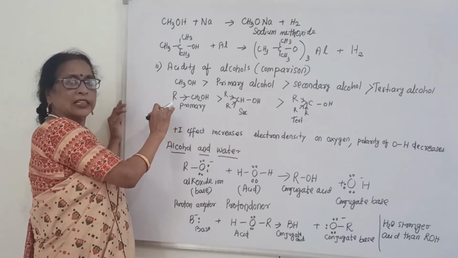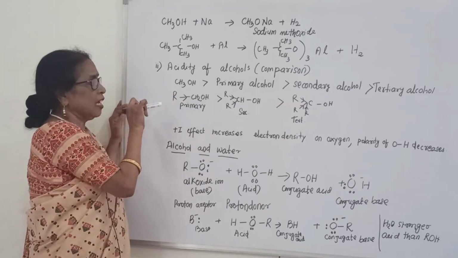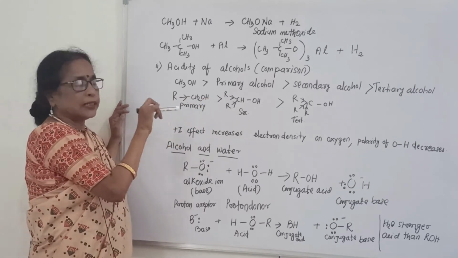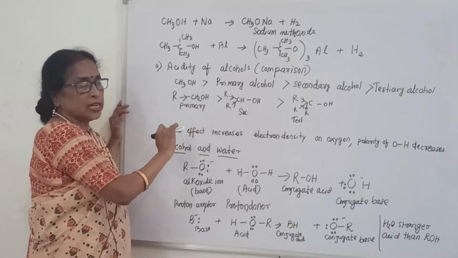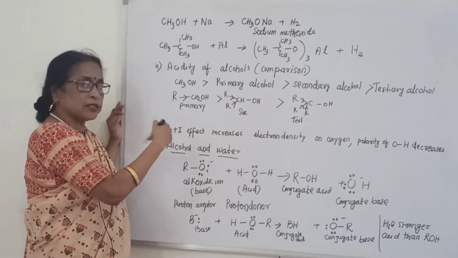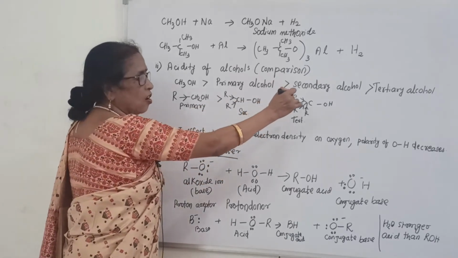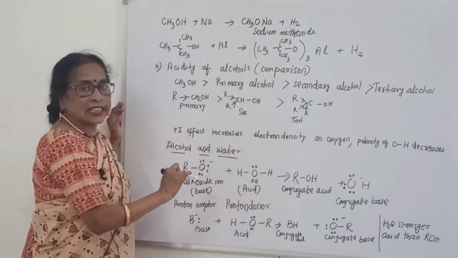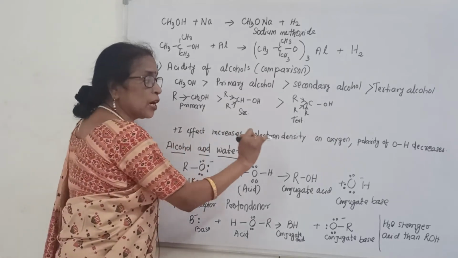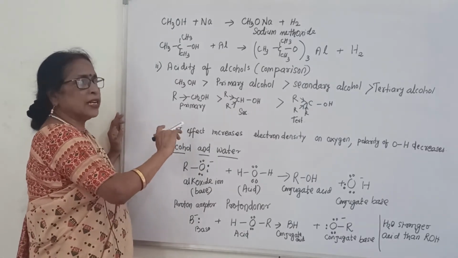Now with 1 alkyl group, it releases electrons towards this carbon, with 2 alkyl groups they release electrons towards this carbon, and with 3 electron releasing alkyl groups, even more towards the carbon. The plus I effect increases one by one. That means electron density on oxygen increases, and so the polarity of OH decreases.